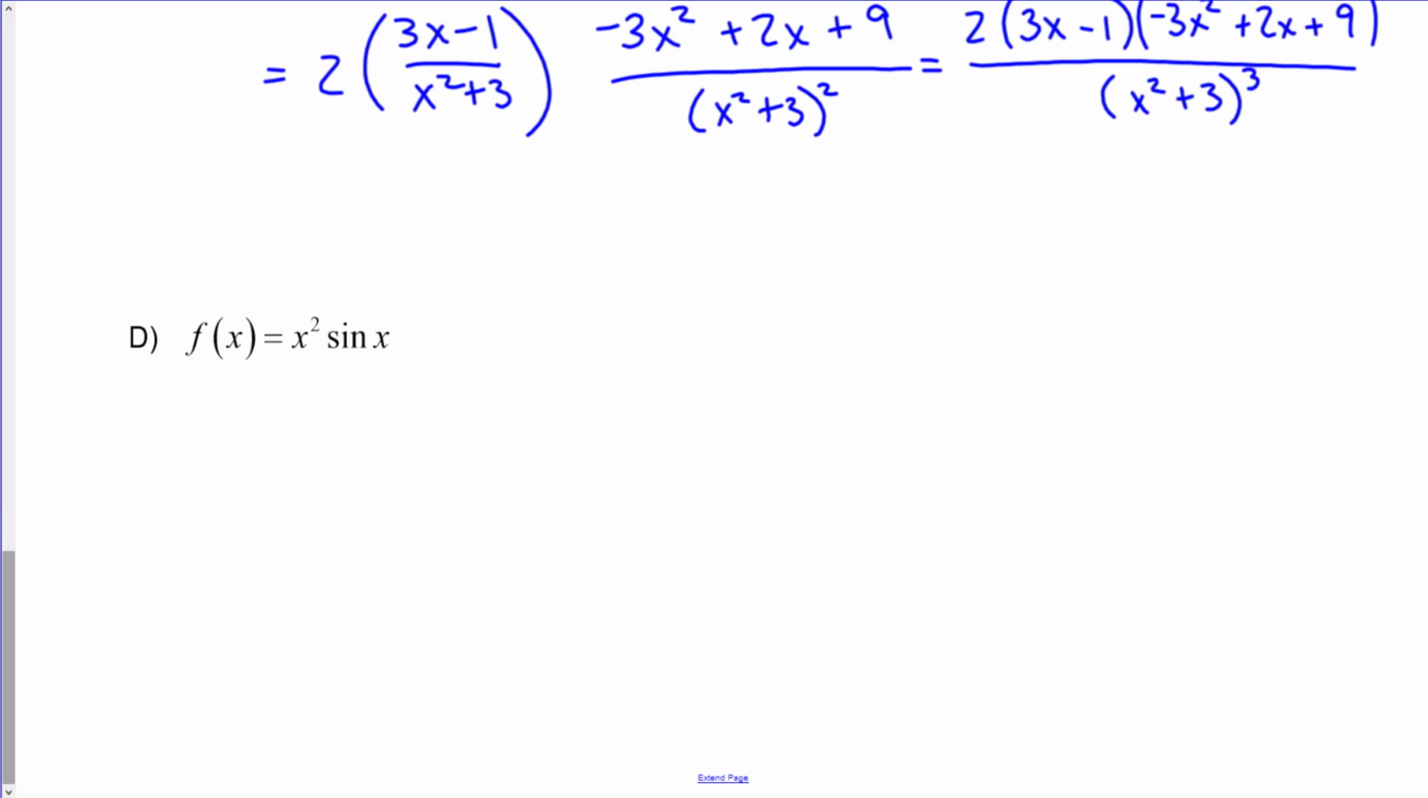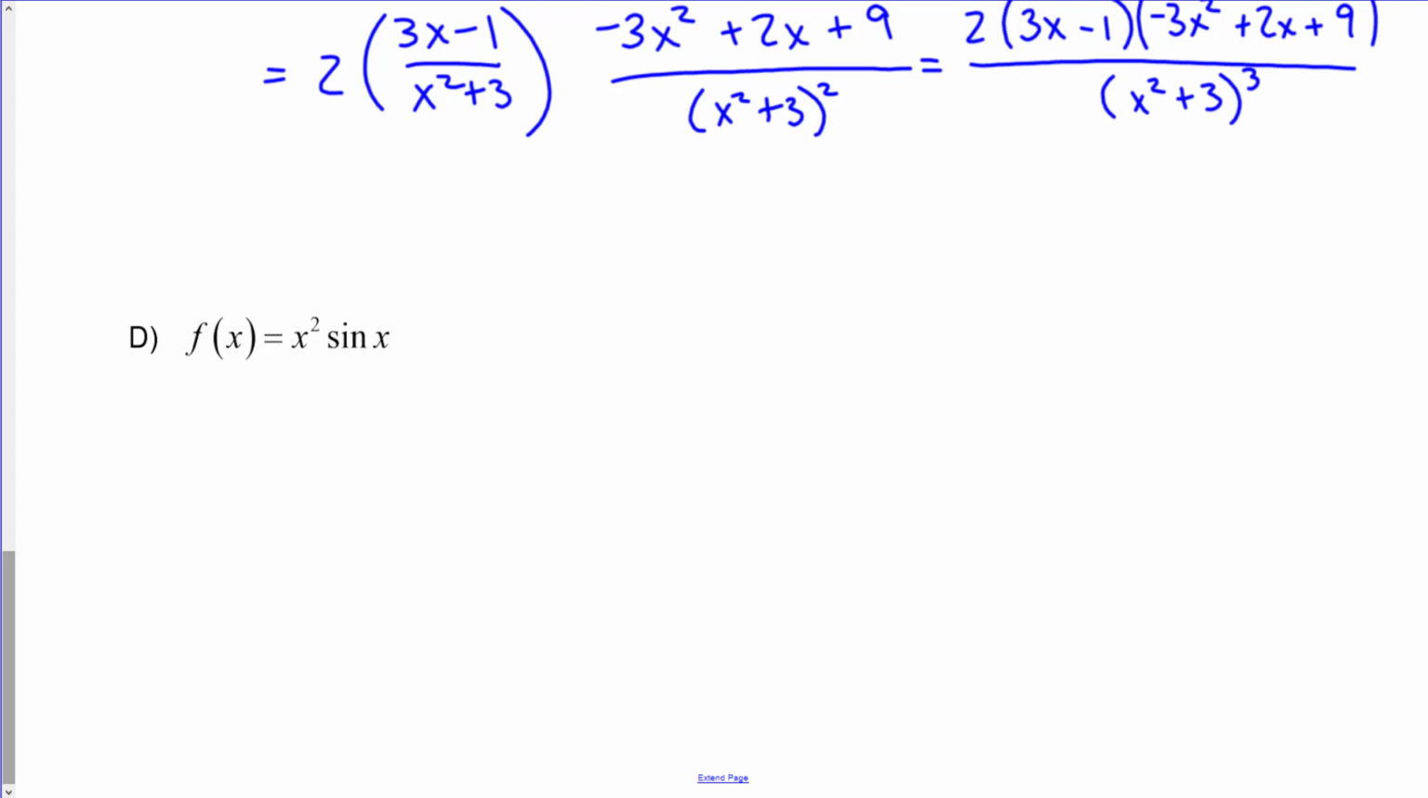Next, f of x equals x squared times sine of x. So this is using the product rule. There, in this case, is no use of the chain rule. And here's why.